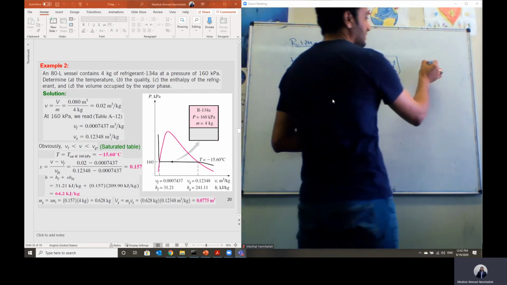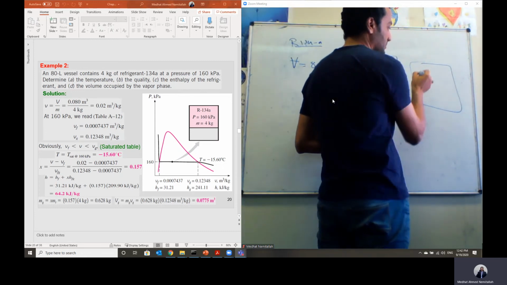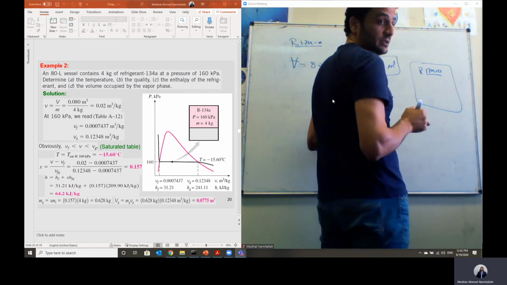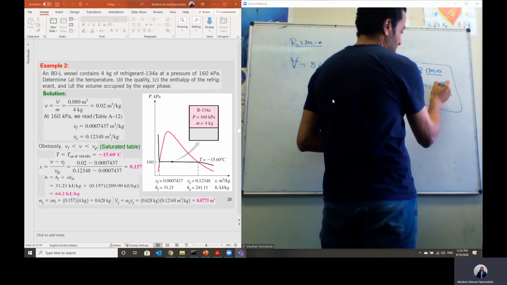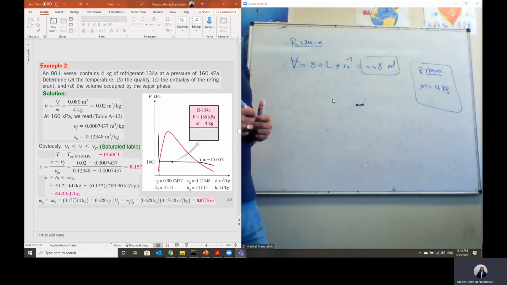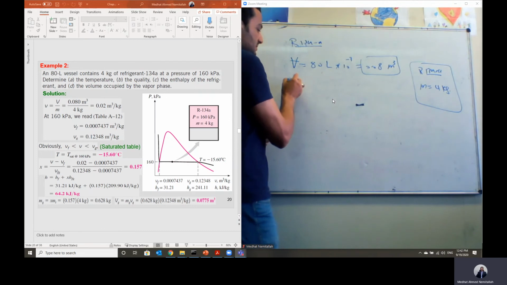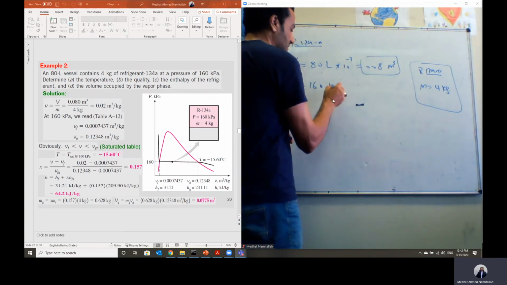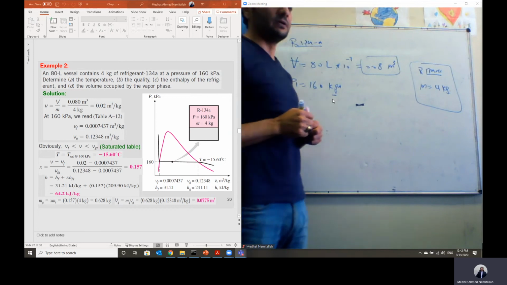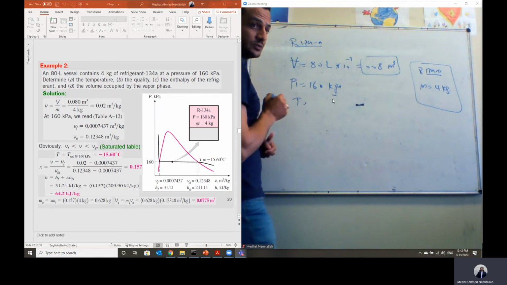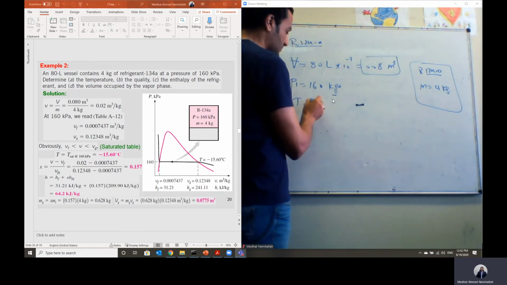This is the 80 liter vessel. This is the vessel here, containing refrigerant R134A. The mass of this refrigerant is equal to 4 kilograms, existing at a pressure equal to 160 kilopascal. So pressure P1 is equal to 160 kilopascal, okay? And in this case, we need to calculate the temperature.